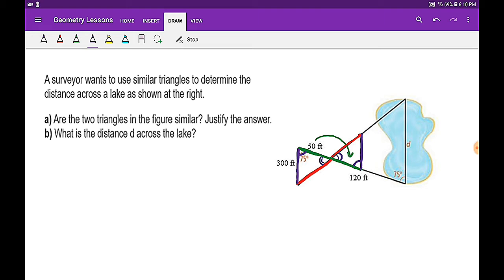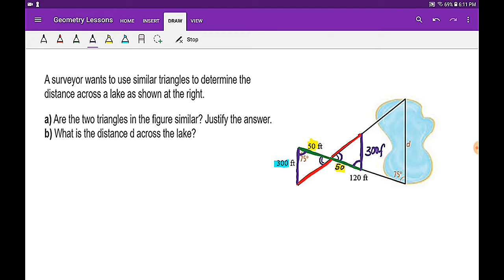So now let's identify the relocated measurements. Let me erase this indication that we rotated, and let me put in our lengths here. That 50 right there is the same as this 50 right there. Also, this 300 feet is the same as this 300 feet here.